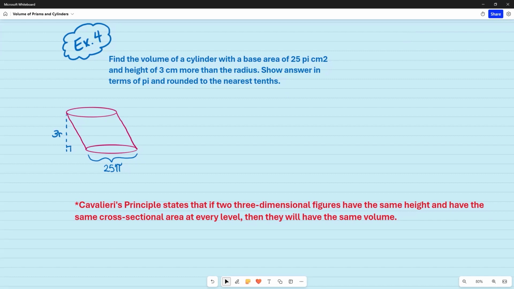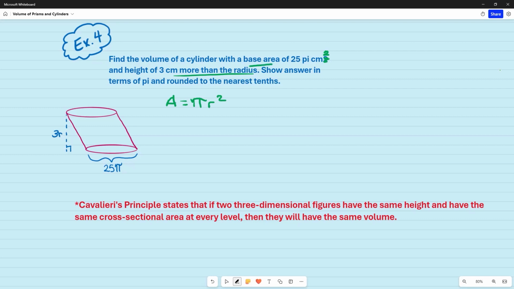I am asked to find the volume of a cylinder when I'm given a base of 25 pi centimeters squared and a height of 3 centimeters more than the radius. I'm asked to show my answer in terms of pi and round it to the nearest tenths. My first step is recognizing that the area formula is pi r squared. Why is that important? Because I don't know the radius, and in order to find the radius, I would need to know a little bit more information.